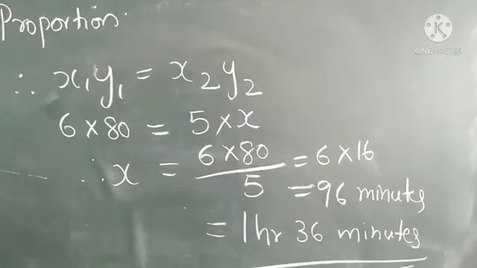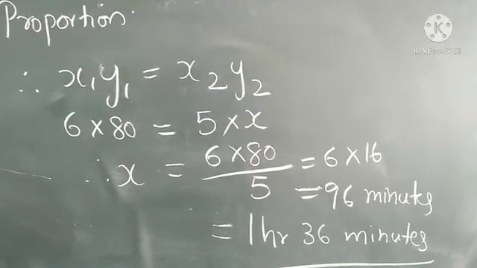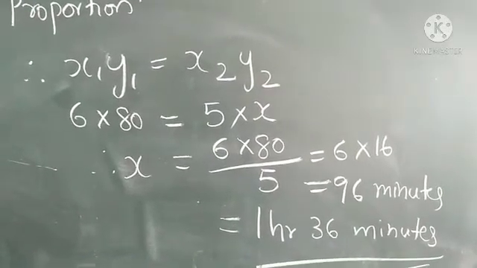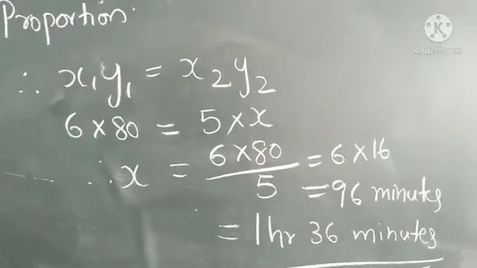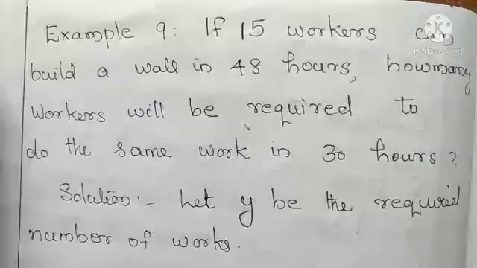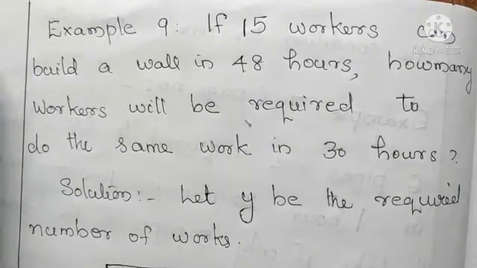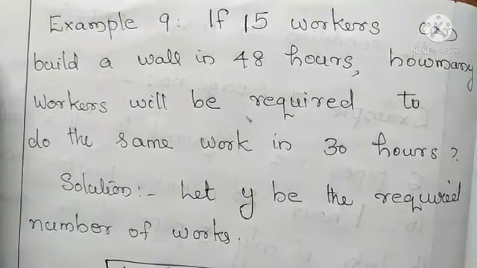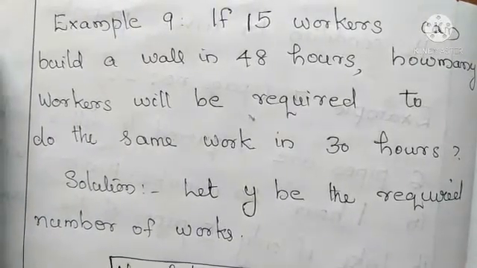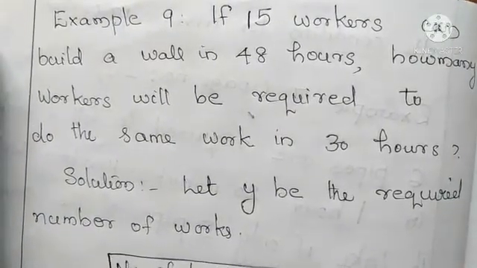So this is a condition of inverse proportion, and we will be using the condition of inverse proportion here, and substitute the values, we will get the answer. Okay. Next example: if 15 workers can build a wall in 48 hours, how many workers will be required to do the same work in 30 hours?